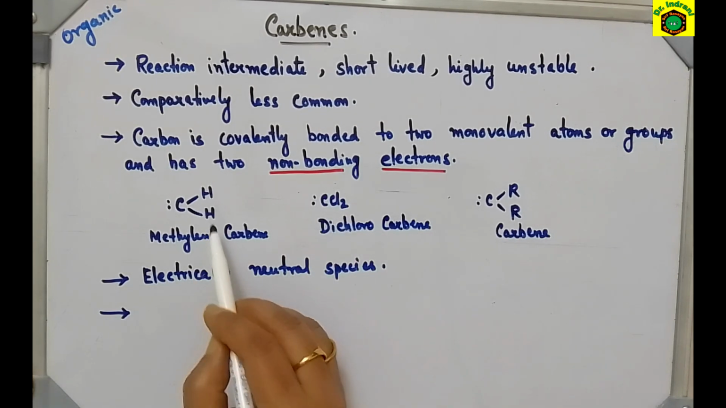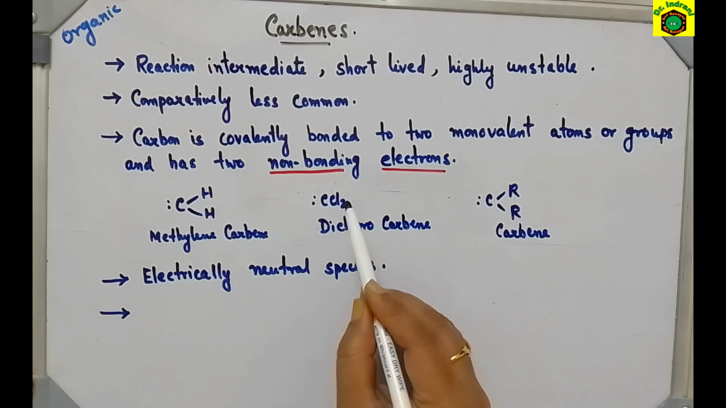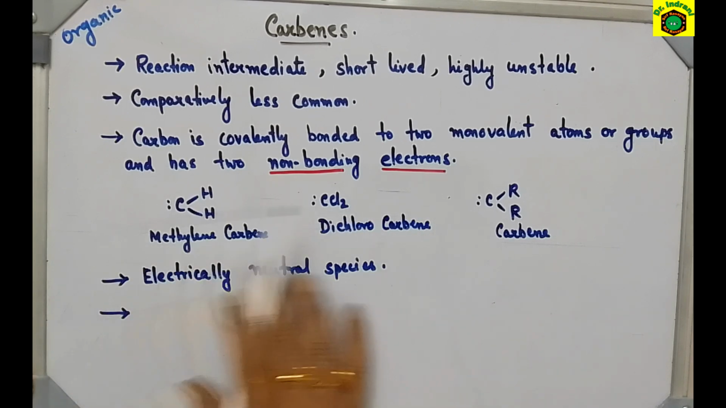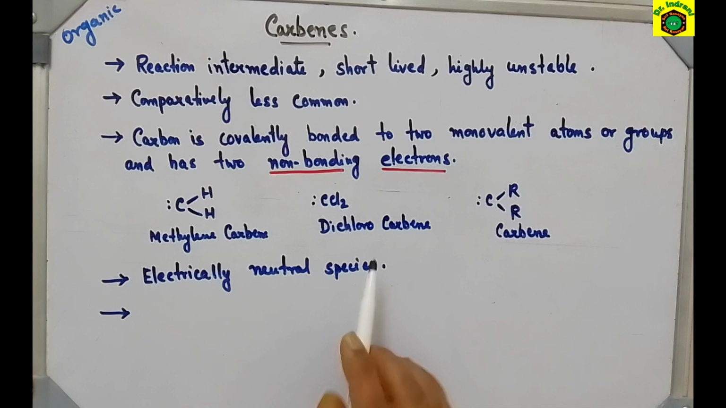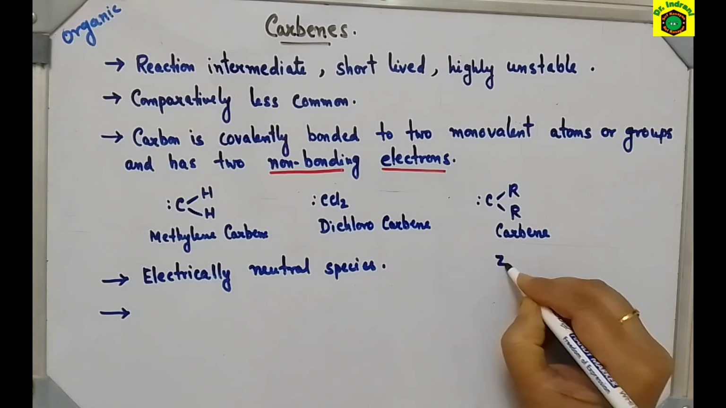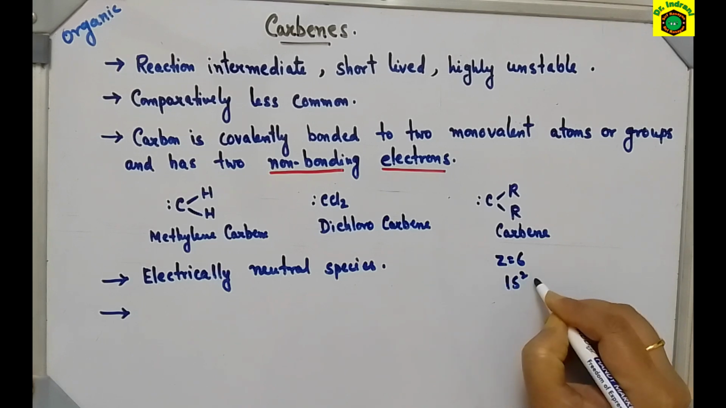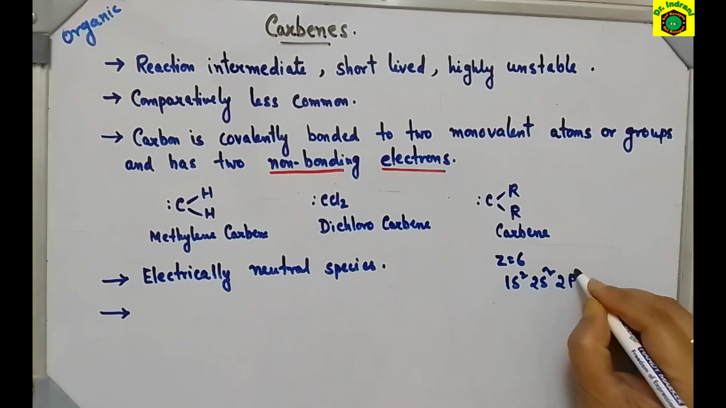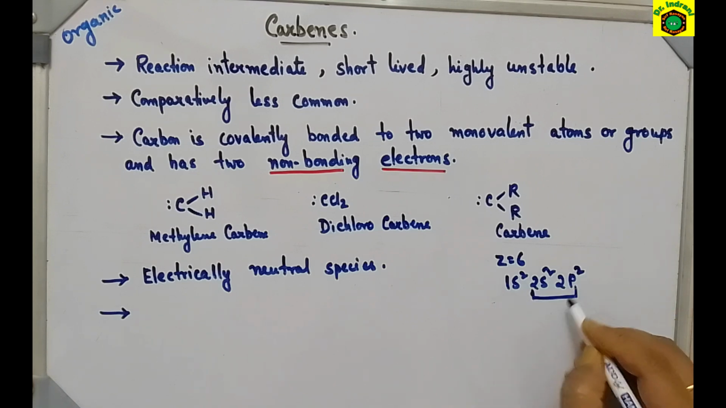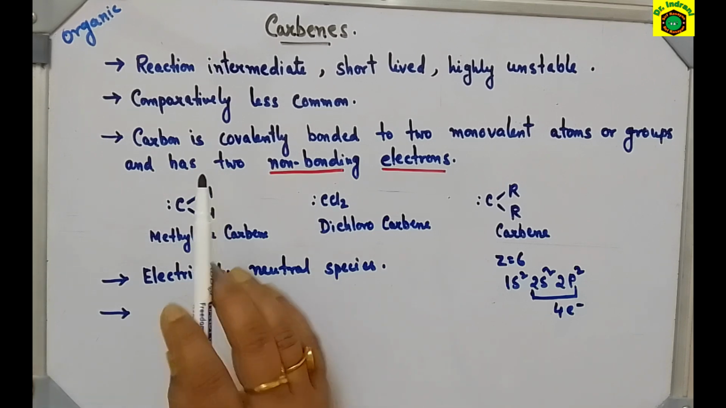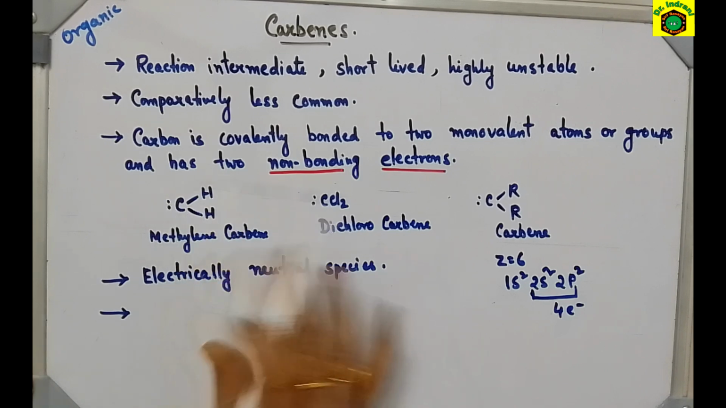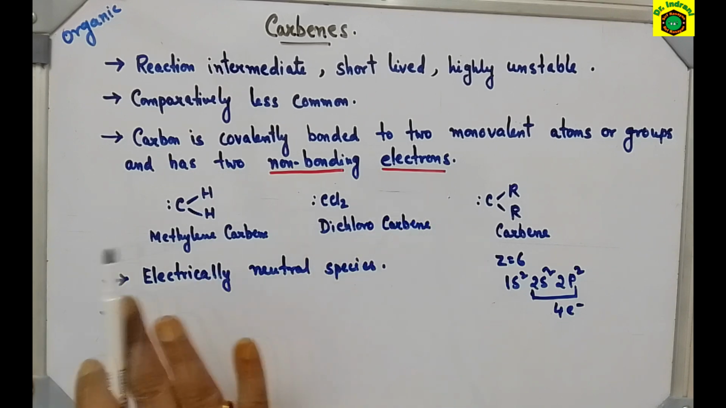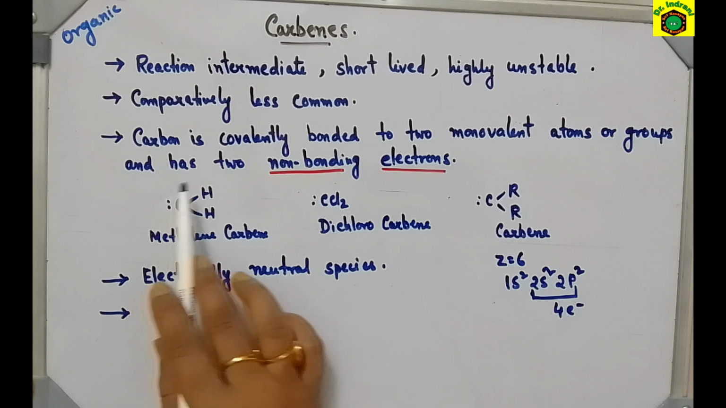Examples of carbenes: if hydrogens are there, it is methylene carbene. If 2 Cl atoms are there, it is dichlorocarbene. This is an electrically neutral species. Why? Carbon has atomic number 6 and electronic configuration 1s2, 2s2, 2p2. So in the valence shell, it has 4 electrons: 1, 2, 3, 4. So no loss, no gain. That's why it is neutral.